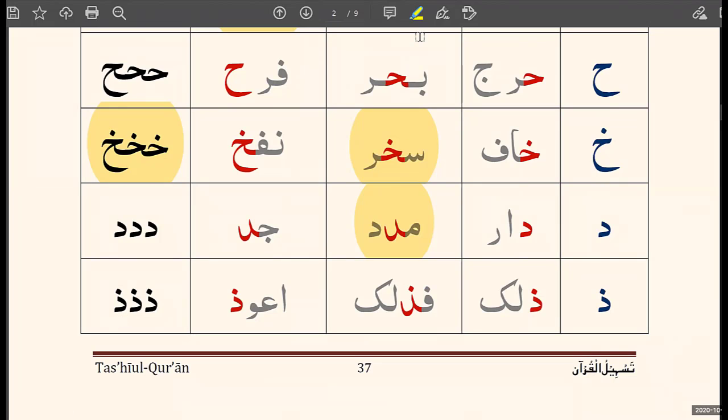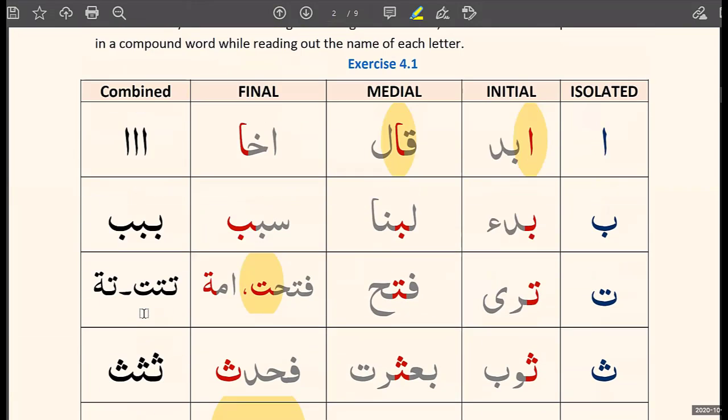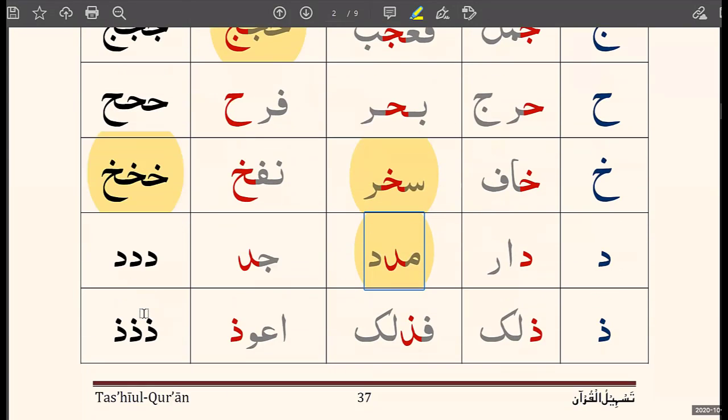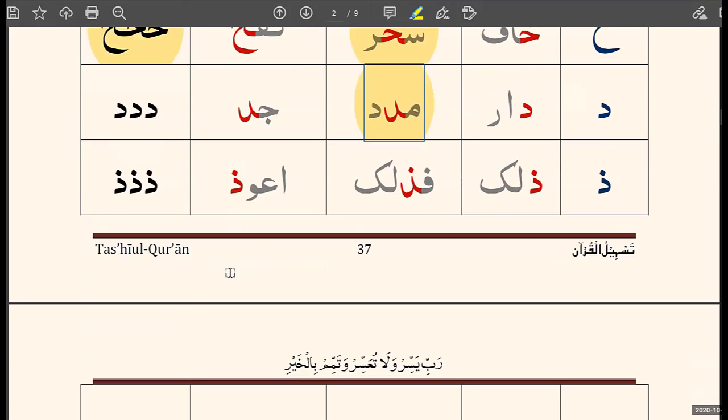Okay, now so far we have covered this page, and this is the third letter which cannot be joined to the next. You see, the first letter was alif, and then in this row, dal was the second, and zal was the third letter which cannot be joined to the next, but it can be joined to the previous, preceding letter. Okay, that's good. Now we can ask another person.